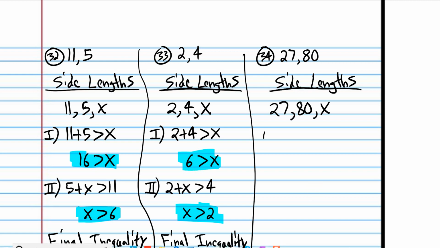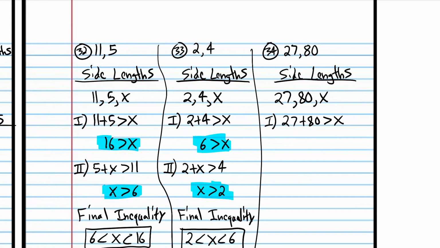And so the first inequality of the triangle inequality theorem tells us that 27 plus 80 must be greater than x. And by the way, it doesn't matter what order you do these in. You can do x plus 80 is greater than 27 first if you want. It doesn't matter. So we get 107 is greater than x, or if you flip it around, x is less than 107. That's a very useful inequality for us.